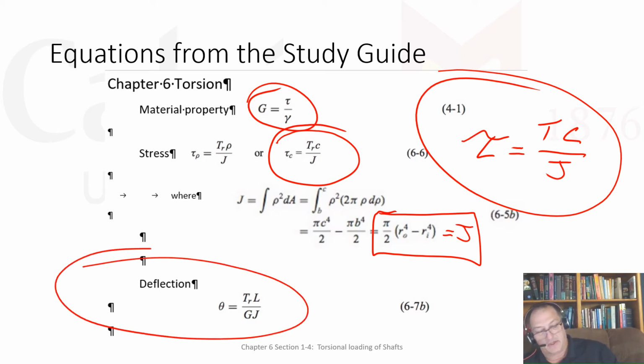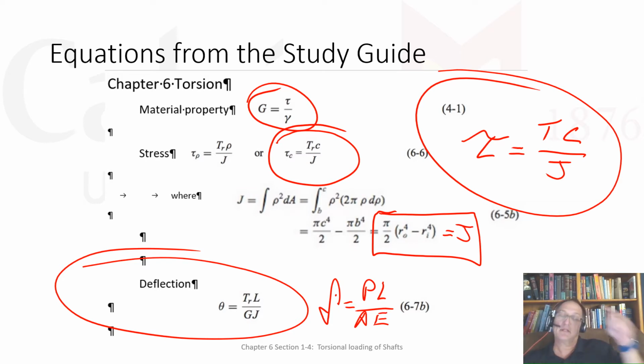Here's our second equation that I want you to know. And that is theta is equal to TL over JG. That is similar to delta is equal to PL over AE. And we're going to examine this in the next slides. And I have a lot of blank slides because I'm just not covering the material that I was going to. But those are the big takeaways from the first half of chapter 6.